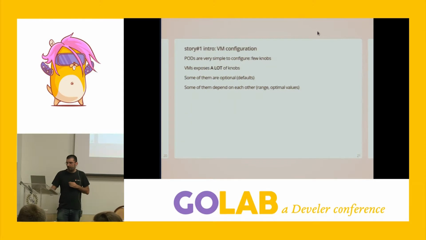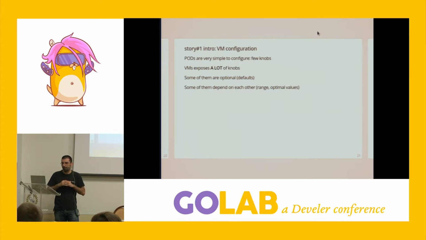So, first story is about validating the configuration. Let's take a step back. Why do we need to deal with that in the first place? Pods are relatively simple objects when you need to configure them. Pods are the basic building blocks of Kubernetes, if someone doesn't know. So when you configure your objects running on containers, you have relatively few knobs to tune.